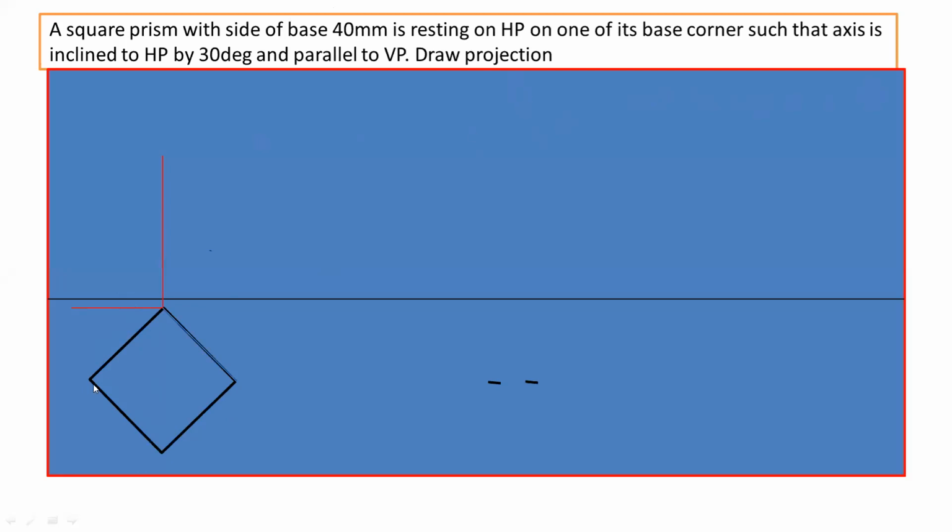Now this is the first step. You can name these points A, B, C, D, or you can give the numbers 1, 2, 3, 4. Then take the projections, that is the vertical projections. So this angle is 45 degree. So take the projection on the vertical plane and then complete the front view.